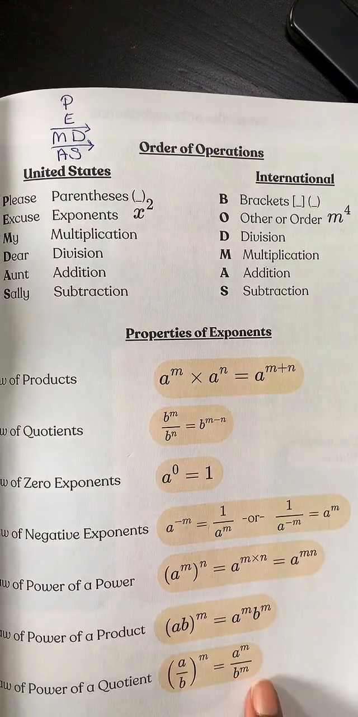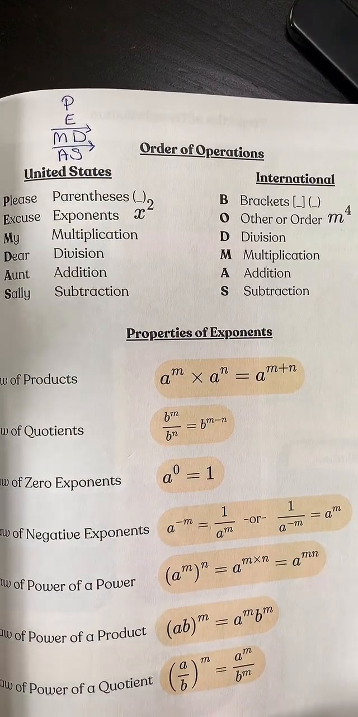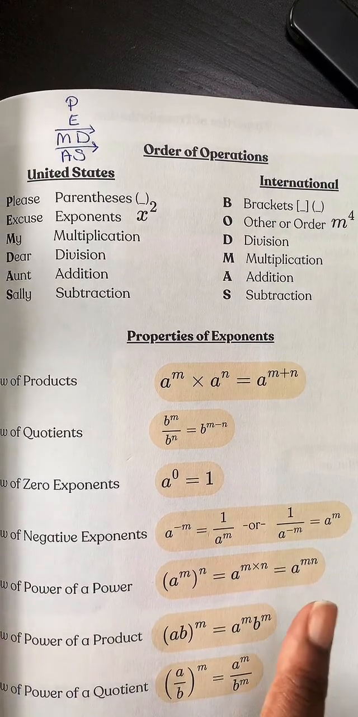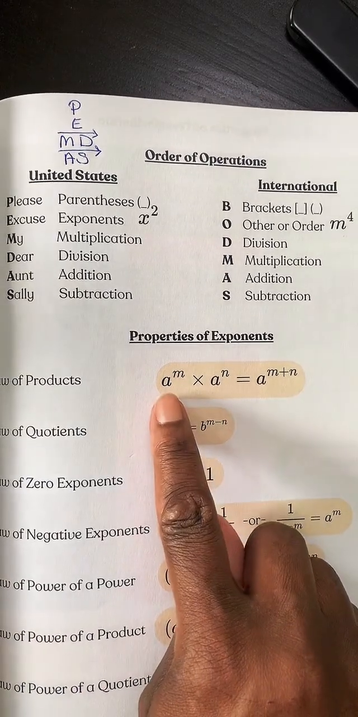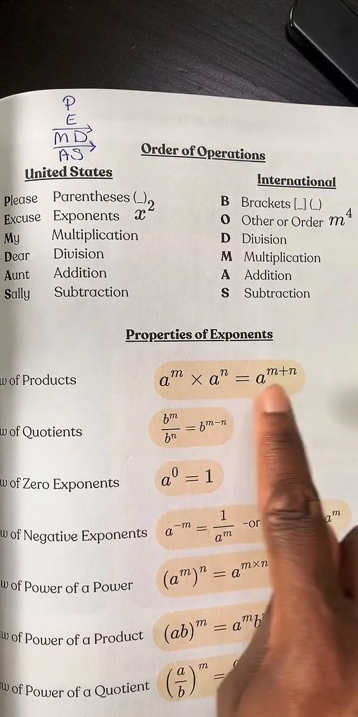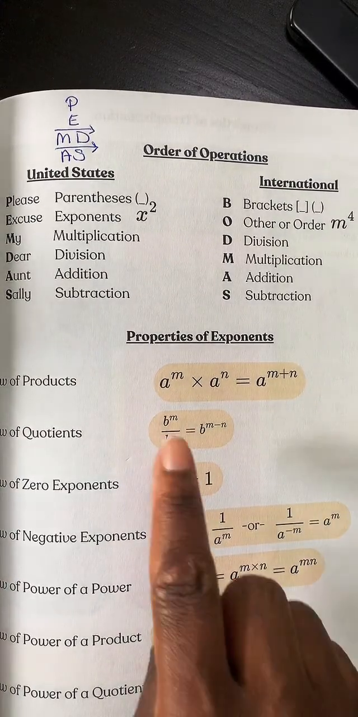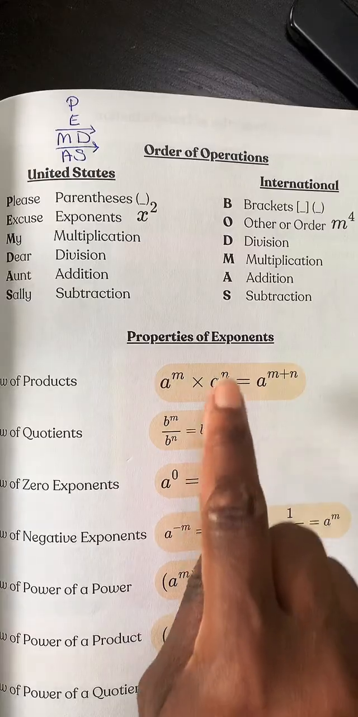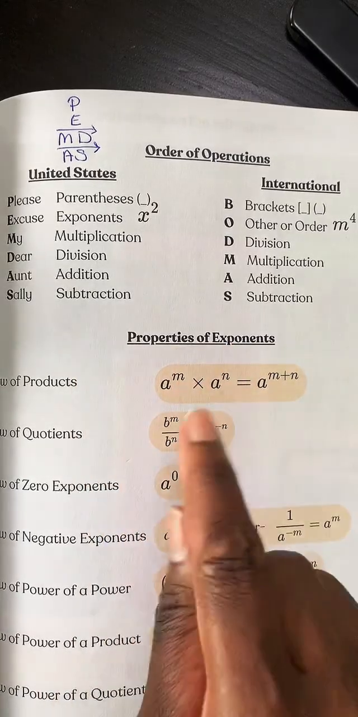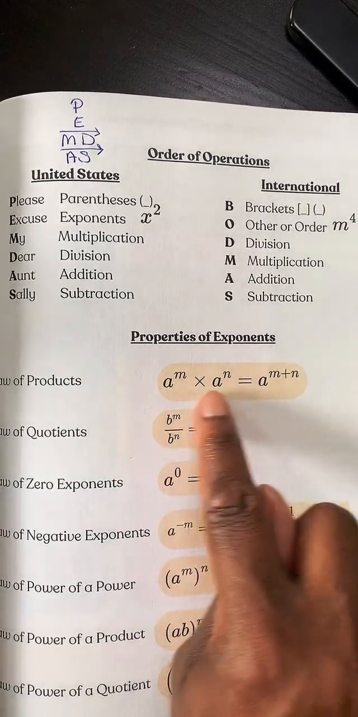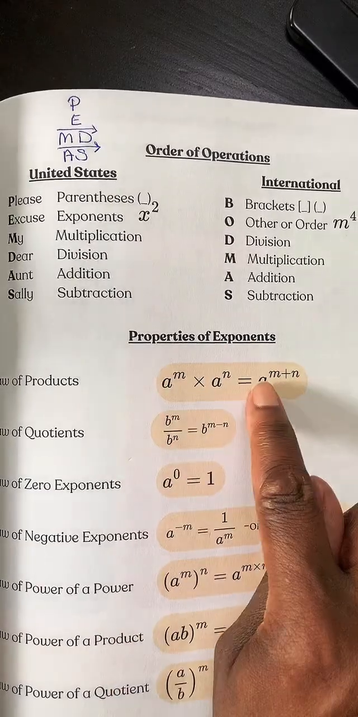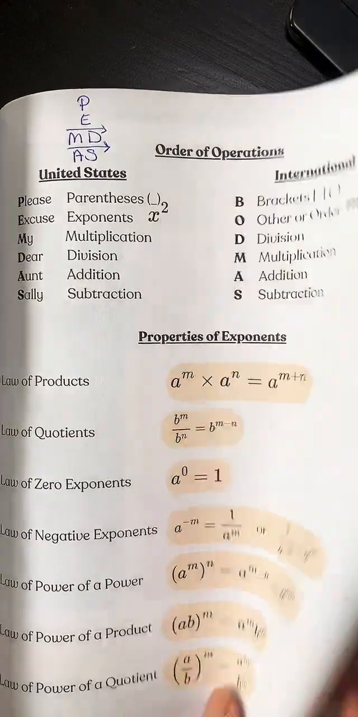The properties of exponents. I think someone asked me why x times x equaled x squared. Because when you have the same base, you're adding the exponents. So x to the first power times x to the first power, 1 plus 1 gives me 2. So that is the properties of that law of products.